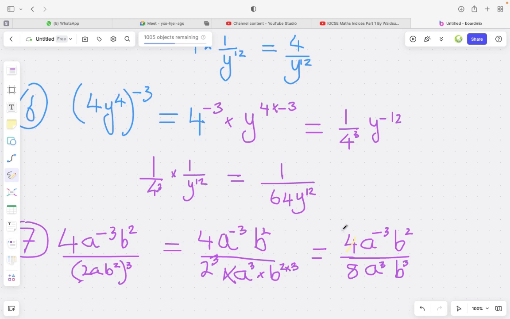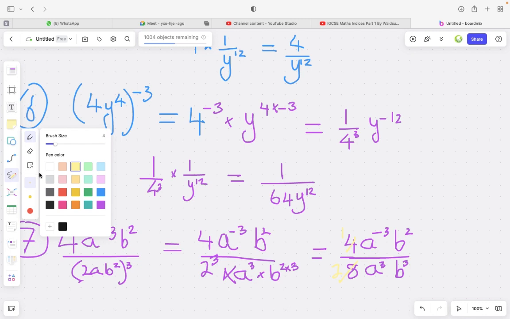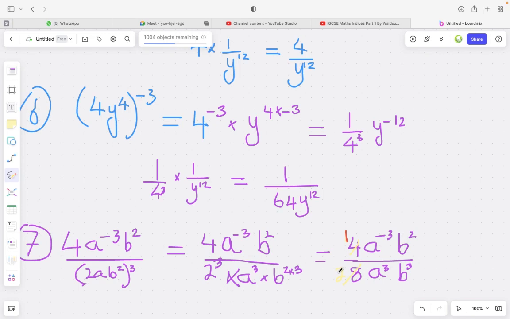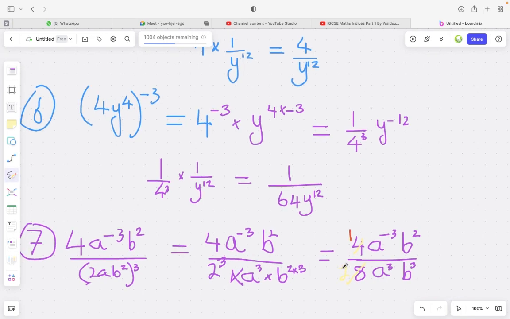4 divided by 4, you get 1. 8 divided by 4, you get 2. So there's 2 at the bottom. Yellow is not so conspicuous. Let's take something very identifying. Okay, let's take red. We say 4 divided by 4, you get 1, and 8 divided by 4, you get 2. So there's 2 at the bottom. Please don't forget that.